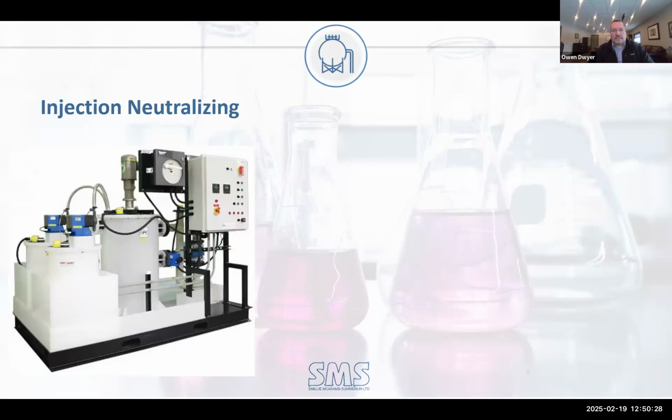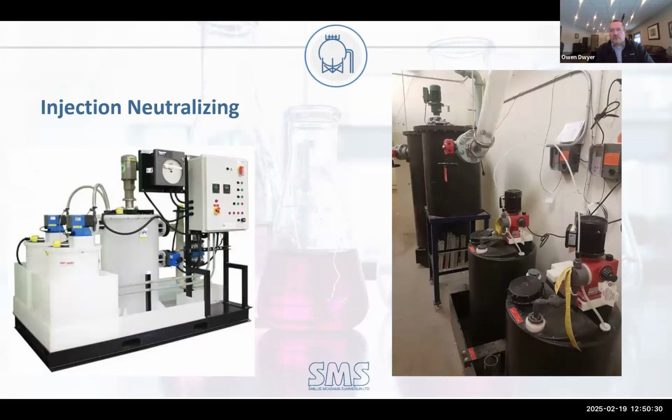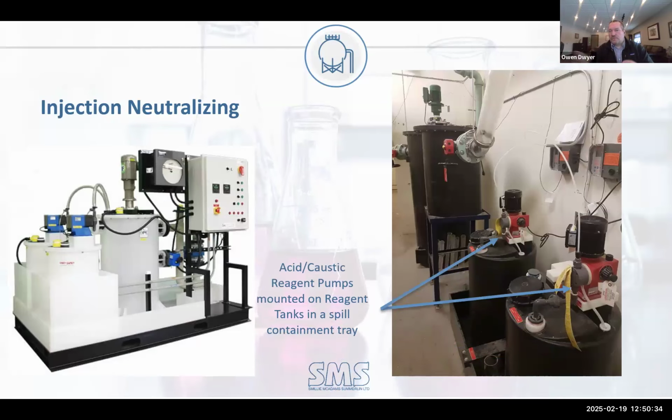Injection systems may look like this as a skid, or like the one on the right where you have multiple components. You've got your dosing pumps, you've got your reagents. So one tank will have an acid, one tank will have a caustic. You can see on the left-hand side those two blue pumps on those two white tanks in a spill tray. They all kind of look the same. They have to have the same components. But yeah, I think the one on the right is Sunnybrook. That's a Sunnybrook installation there.